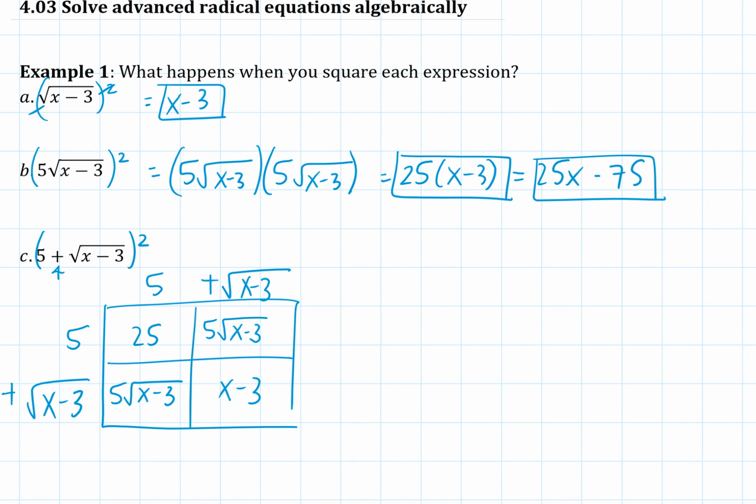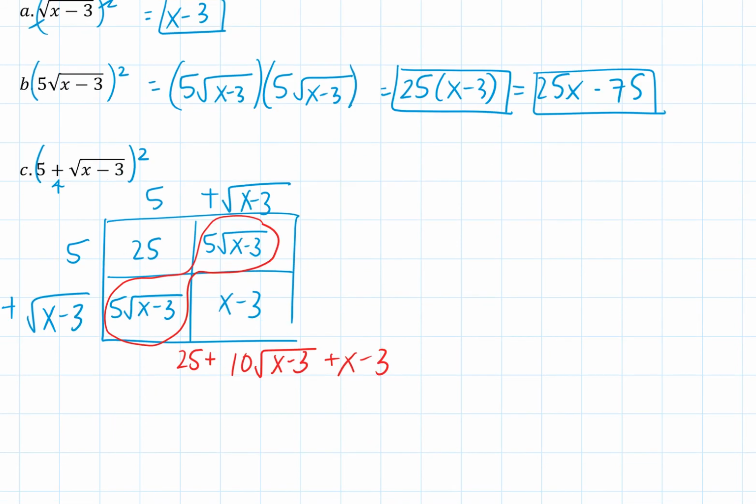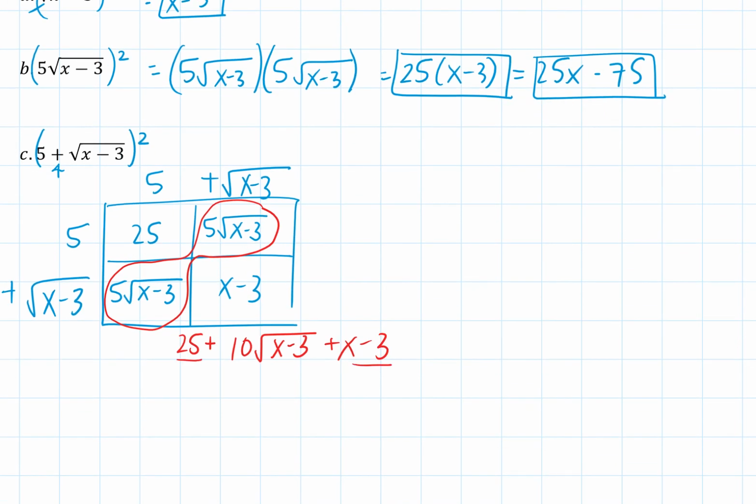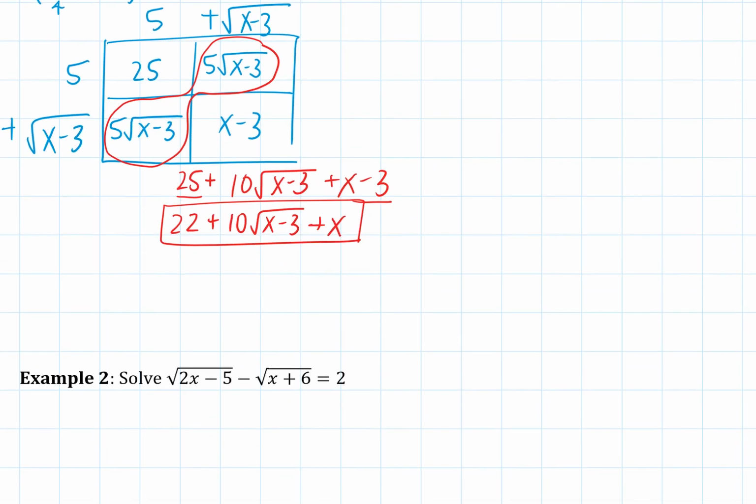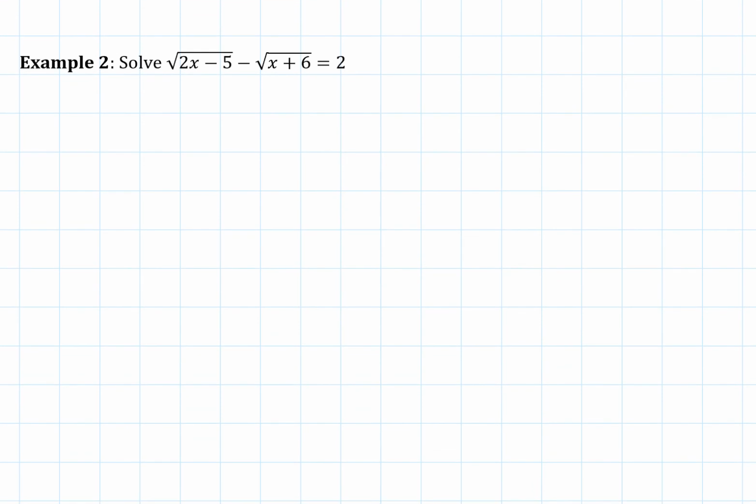If we're combining our like terms, 5 root x minus 3 plus 5 root x minus 3 gives you 10 root x minus 3. So we'd have 25 plus 10 root x minus 3 plus x minus 3. Oh, well, now I have a couple more like terms. So this would be 22 plus 10 root x minus 3 plus x. Okay, that's one way that this lesson is a little bit more advanced than just solving basic radical equations.